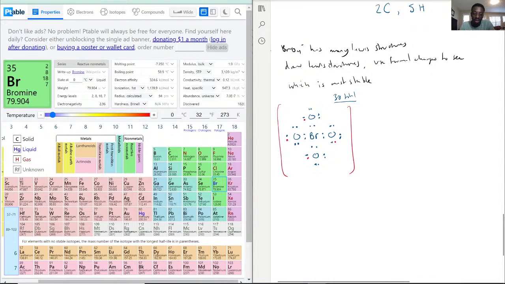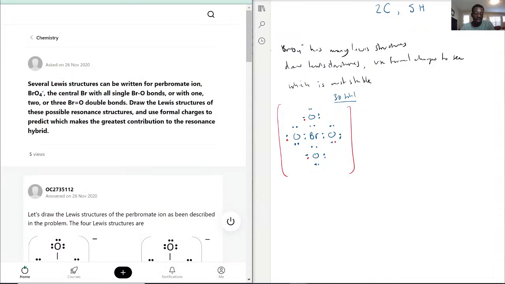The second resonance structure is one where bromine has 1 double bond, and then there will be 2 double bonds, and then the last one will be 3 double bonds. So the first iteration, 1 double bond. We're going to signify that like that, oxygen here. The rest are single bonds.